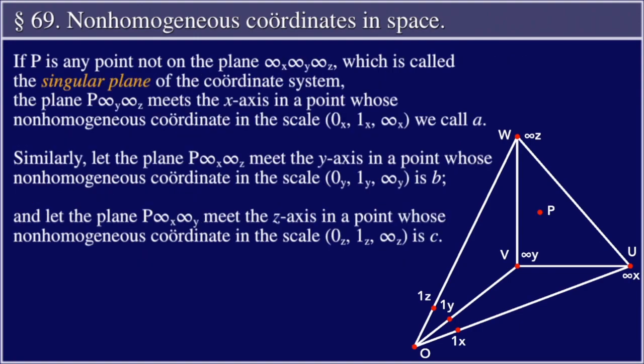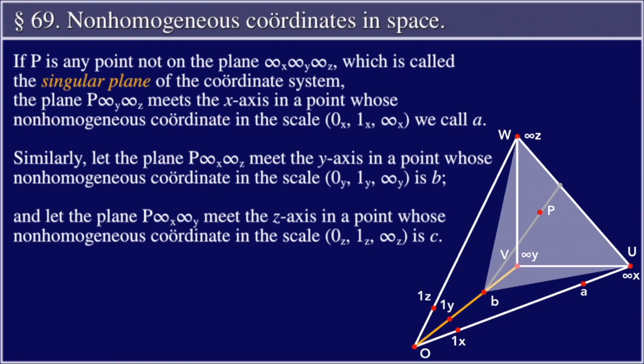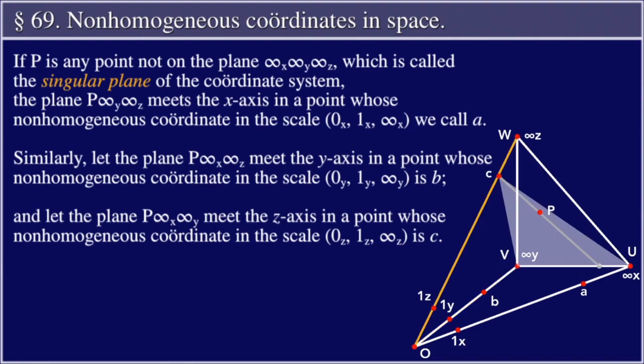If P is any point not on the plane infinity x, infinity y, infinity z, which is called the singular plane of the coordinate system, the plane P infinity y, infinity z meets the x-axis in a point whose non-homogeneous coordinate in the scale O x, 1 x, infinity x we call A. Similarly, let the plane P infinity x infinity z meet the y-axis in a point whose non-homogeneous coordinate in the scale O y, 1 y, infinity y is B, and let the plane P infinity x infinity y meet the z-axis in a point whose non-homogeneous coordinate in the scale O z, 1 z, infinity z is C.